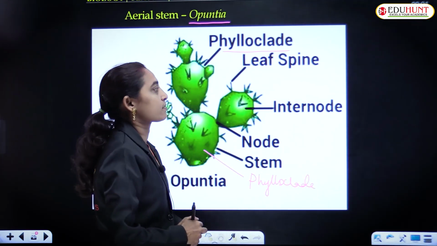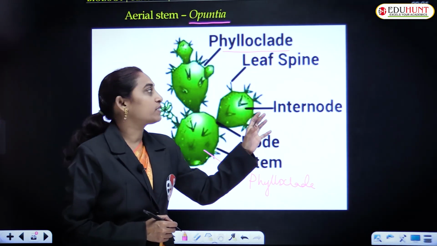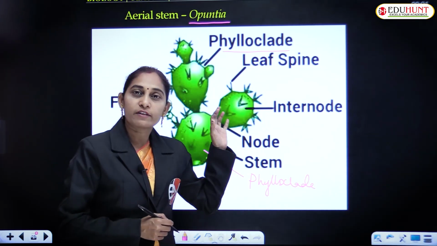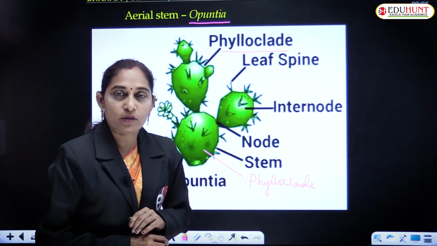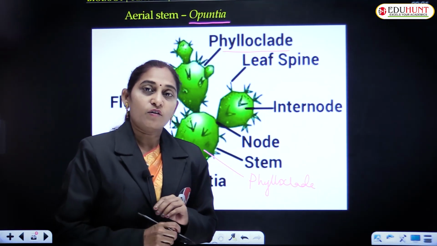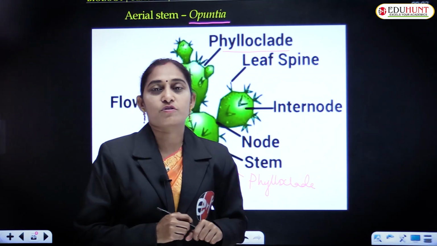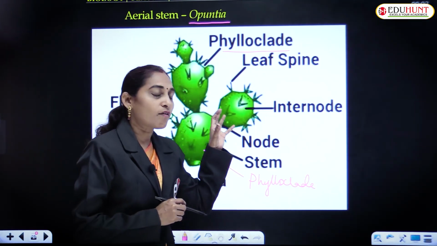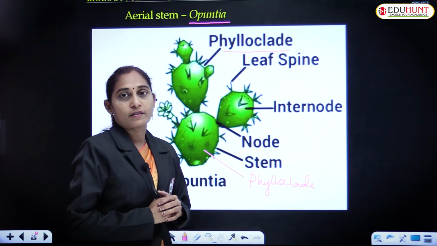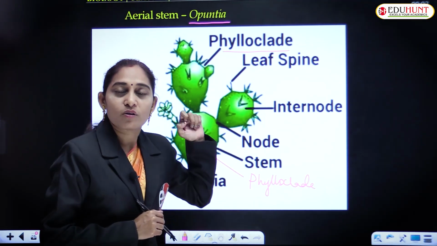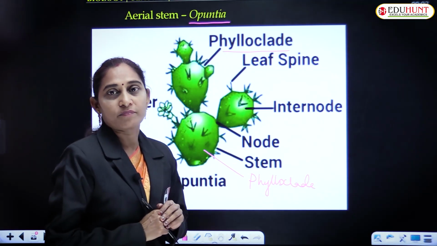So what is this? It is a xerophytic plant in which the leaves are modified into spines. So what is the main function of a leaf? First is transpiration and also photosynthesis. Because it is a xerophytic plant, it has to escape from the loss of water, that is transpiration.